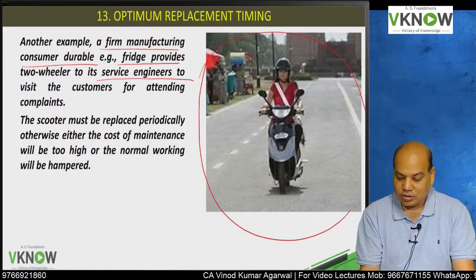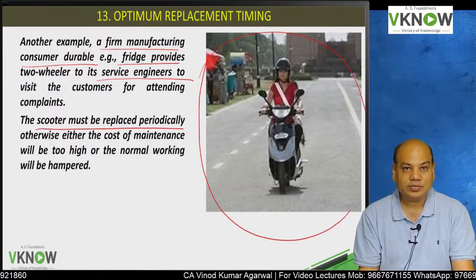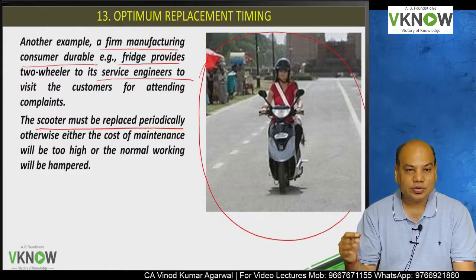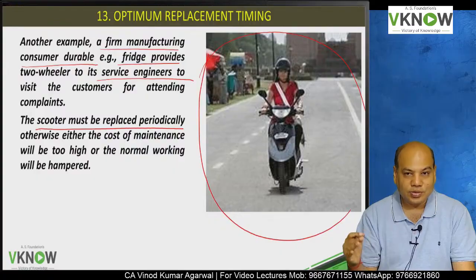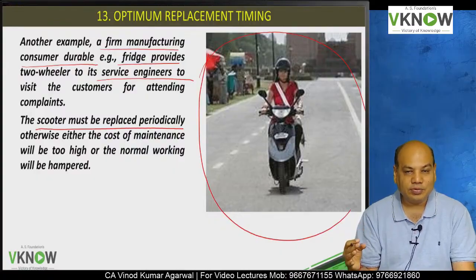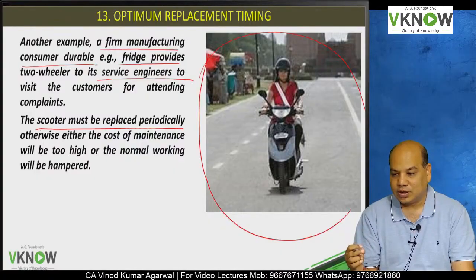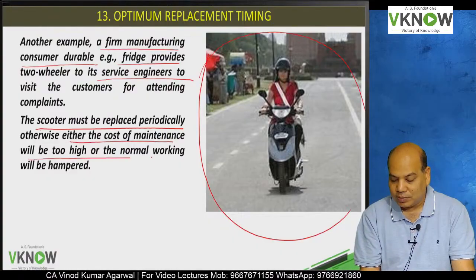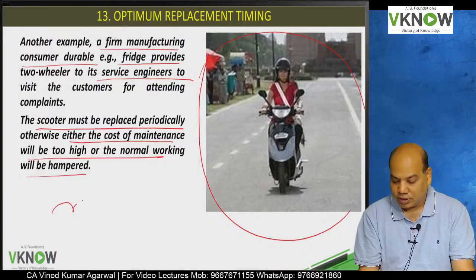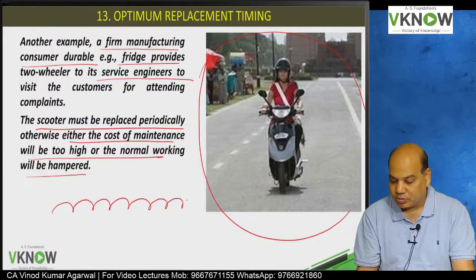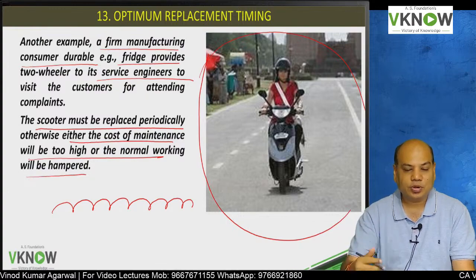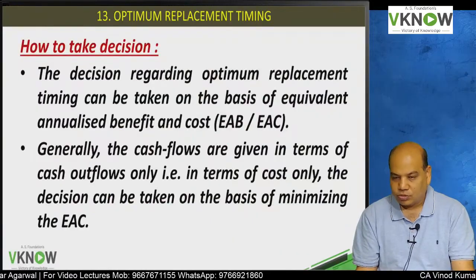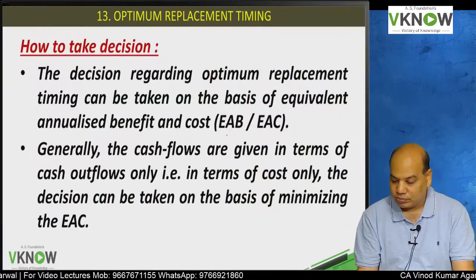But scooter life may be 10 years, but if you wait till 10 years to replace, by the time it goes into 8th, 9th, 10th year, continuous repair and maintenance will be required, breakdowns will be more, customer service will be affected, salvage value will go down, so they will need to replace it. It is better to find out what is the optimum replacement cycle, and you keep on replacing the asset in that optimum cycle.